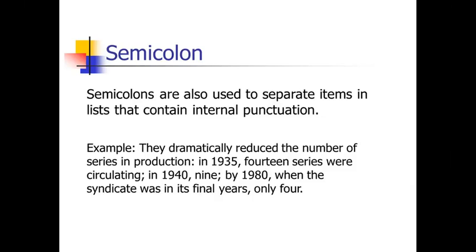So you're probably mostly familiar with this. You may have done this in your scientific writing before. But here's an example. "They dramatically reduced the number of series in production." Notice the use of a colon here. We're going to get to the colon next. "In 1935, 14 series were circulating." Notice the internal comma there, hence you need the semicolon to separate the items in the list. "In 1949, 9; by 1980, when the syndicate was in its final years, only 4." So you can see because of the internal commas there, you clearly need a semicolon to demarcate the boundaries of the items in the list. So that's another use of the semicolon that you may frequently find you need.